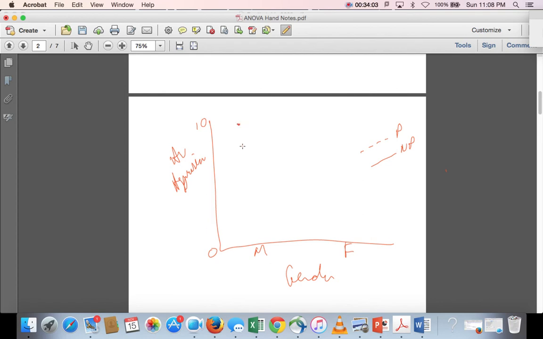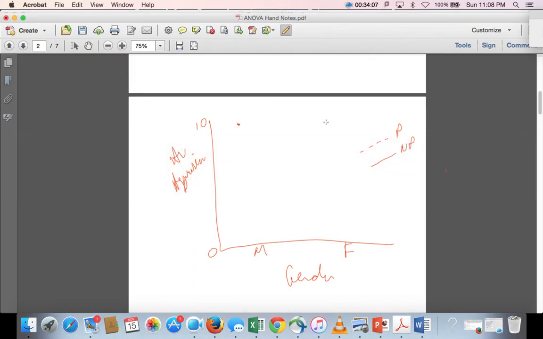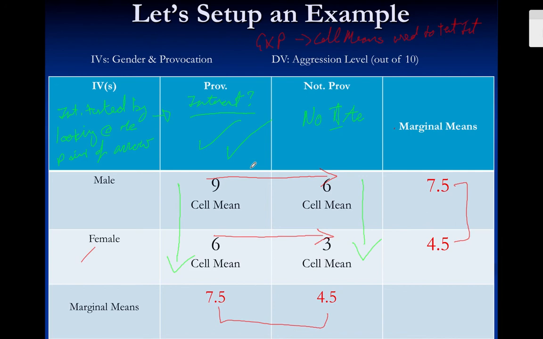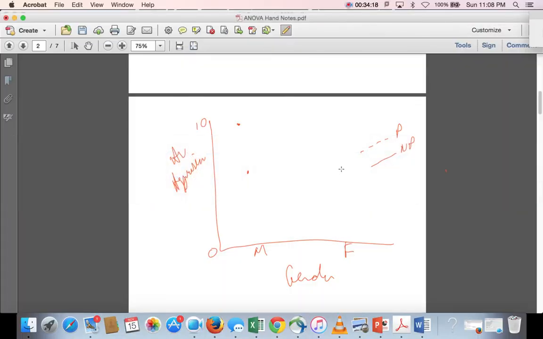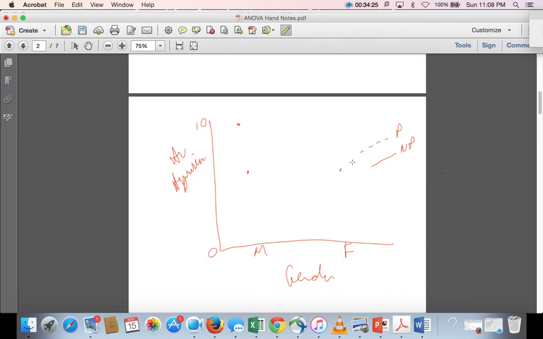Now males who are not provoked got a value of a 6. So we're going to say somewhere about here. Now females who are provoked got a value of a 6. And we have females who are not provoked. They got a value of a 3. Somewhere around there.